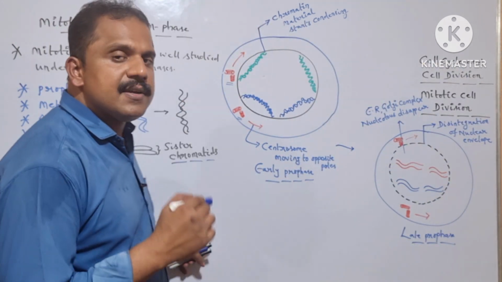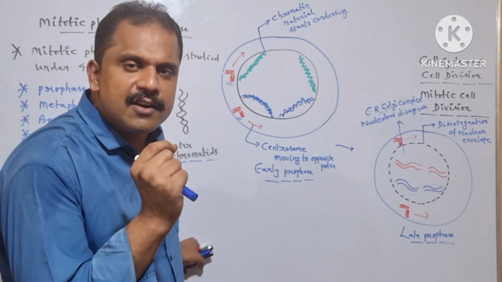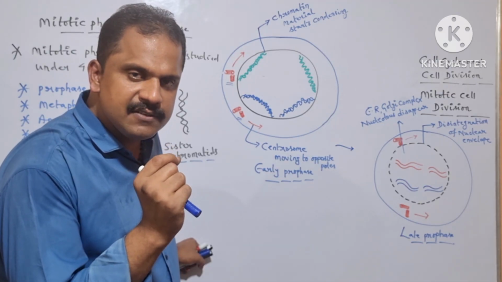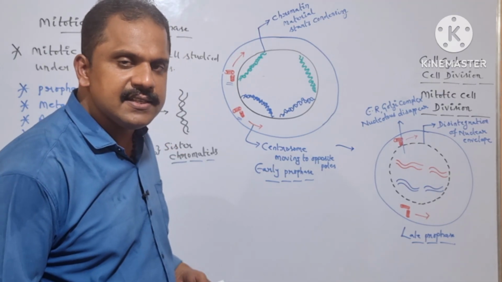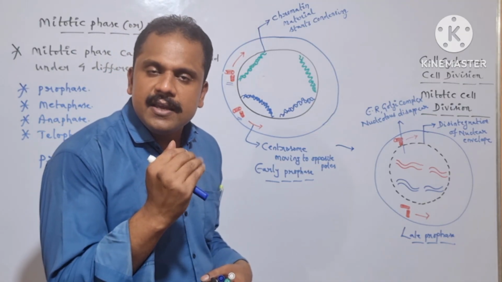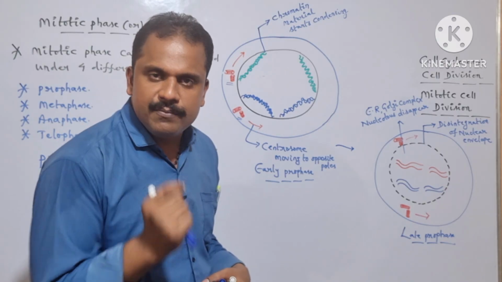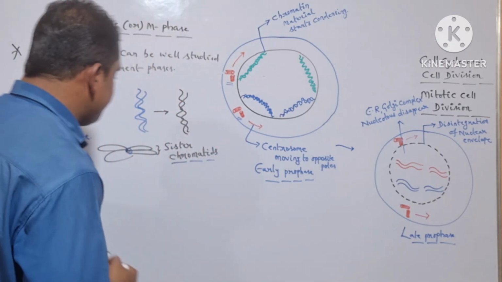So as already mentioned, in animal cells, the centrosome which undergoes duplication during the S phase of the interphase stage of the cell cycle is now ready to migrate towards the opposite spindle poles at the very beginning of the early prophase. Is it clear? So let me write it here.